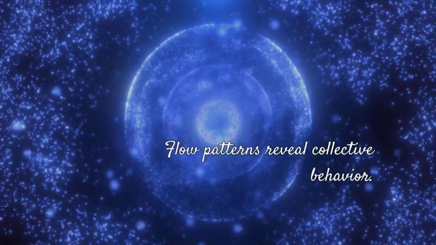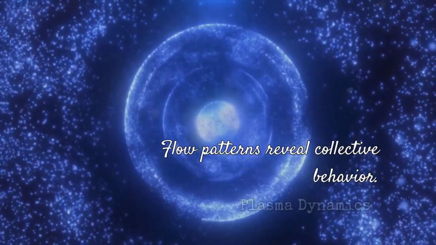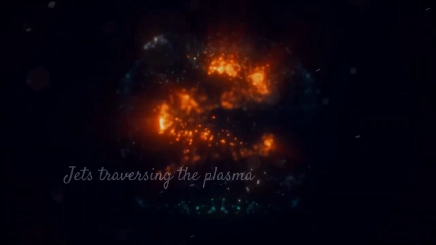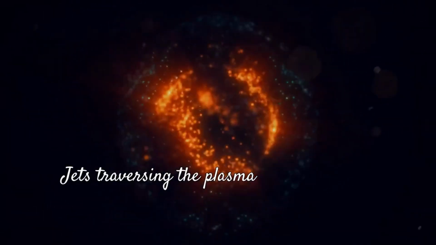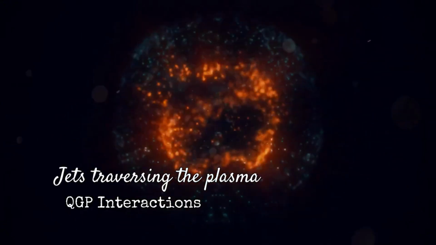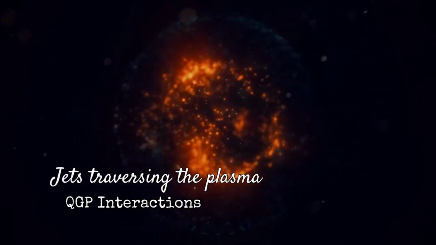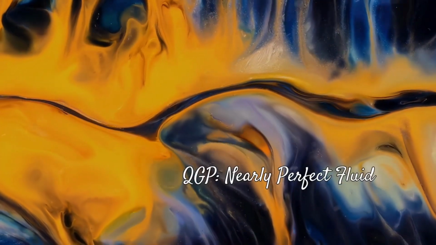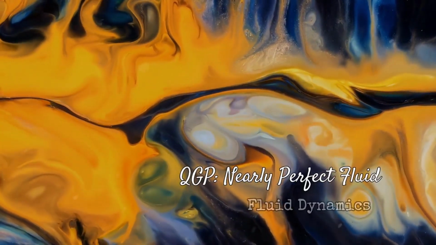Another signature is the flow patterns of emitted particles. These patterns reveal information about the collective behavior of the plasma. The behavior of jets, collimated sprays of particles as they traverse the plasma, also provides valuable insights. The jets interact with the QGP, losing energy and modifying their structure. QGP exhibits fluid-like behavior, flowing with minimal resistance.